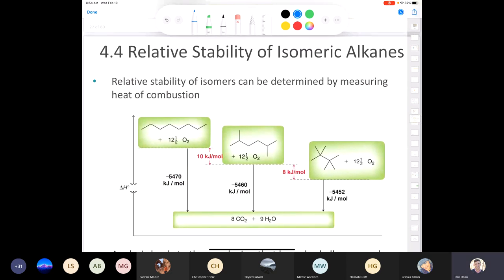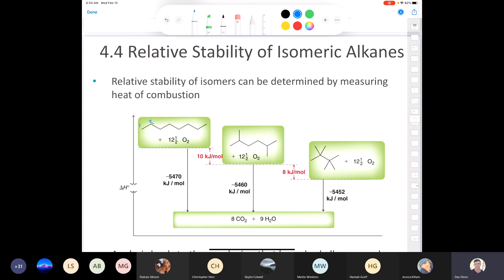Anyhow, I want to talk very quickly about section 4.4, and we're going to skip section 4.5 for the most part, but I want to talk about the relative stability of all these different isomers. Say, for example, we look at these three compounds here.